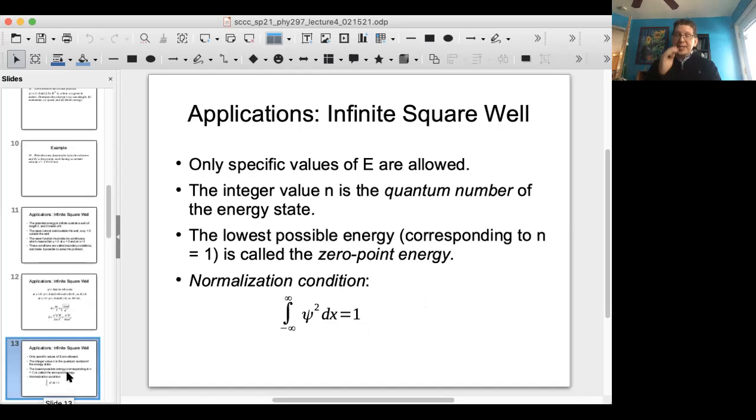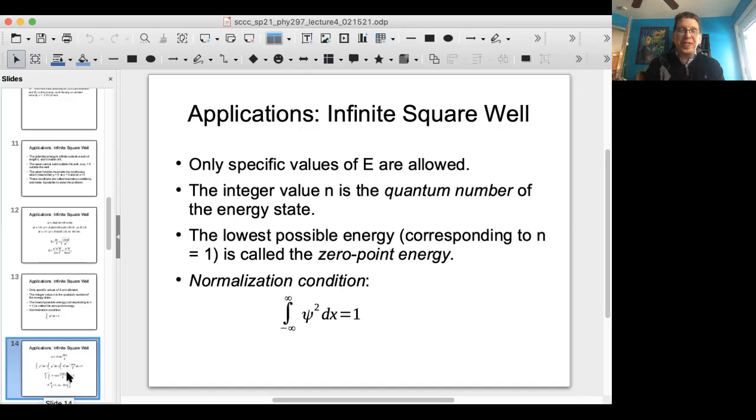And you can solve for A, the constant A, using the normalization condition, so that the wave function squared integrated from negative infinity to positive infinity, which in the case of the infinite square well is from 0 to L, that integral has to equal 1. So, the probability of it being somewhere is 1, is what that means.